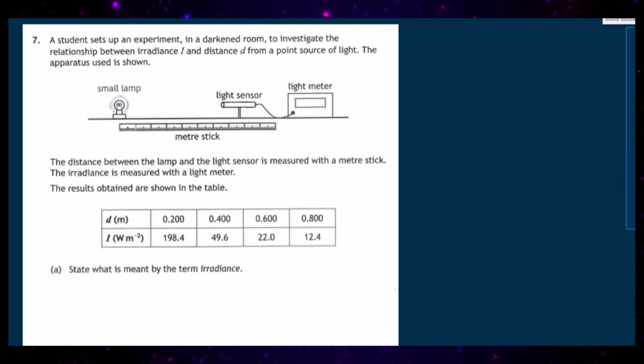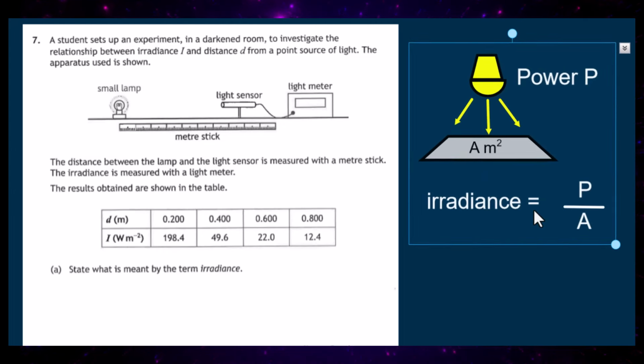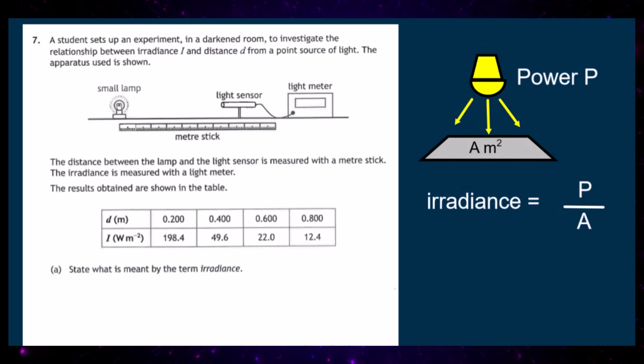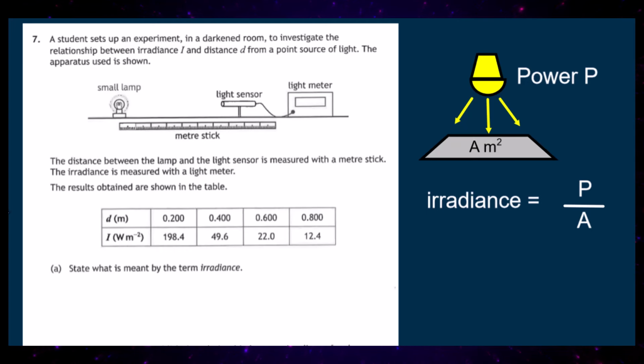So part A, for 1 mark, says what is meant by the term irradiance, and that can be summed up by this little picture here. The irradiance is equal to the power of the radiation arriving on a certain area of surface. We say that irradiance is equal to the power divided by the area. And power, remember, is a measure of the amount of energy per second. So really what we're saying is irradiance is the amount of energy per second arriving in a unit area. We can work that out by saying irradiance equals the power of the radiation divided by the area. And that's your definition of irradiance.